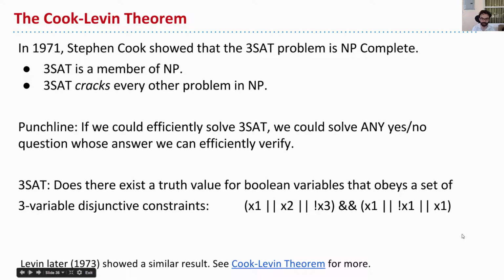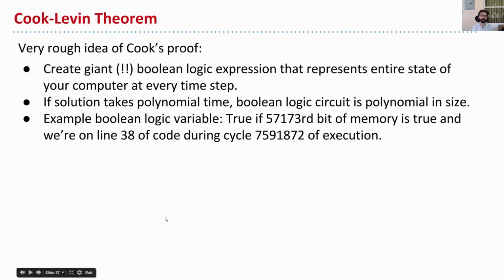And again, 3-SAT was this right here. Okay. And so that was Cook. Levin later showed in 1973 a similar result. And if you want to know how it works, you can check it out there. But just to give you a very rough idea, you can imagine building a giant Boolean logic expression that represents the entire state of your computer at every time step.